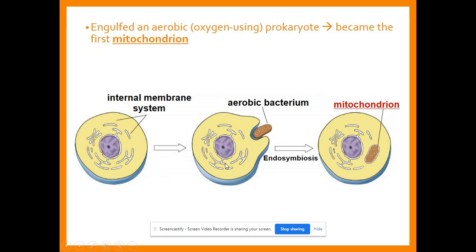Initially, when the bigger cell engulfed the smaller cell, the two lived together. Over time, though, that small aerobic bacterium lost its ability to live independently and eventually became what's known as the mitochondria. This would have been a precursor to one of our very early heterotrophic eukaryotic cells.